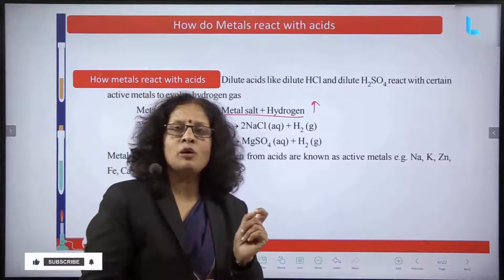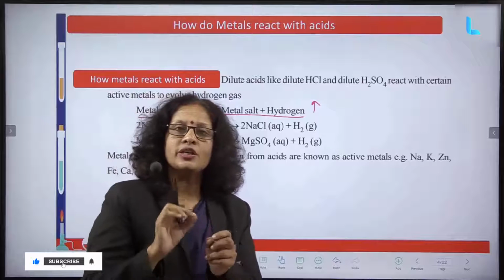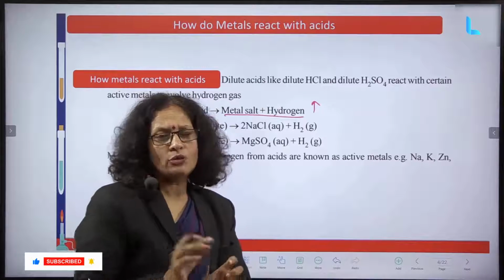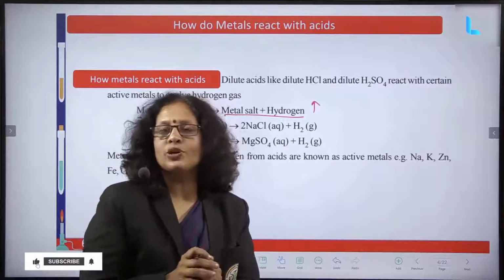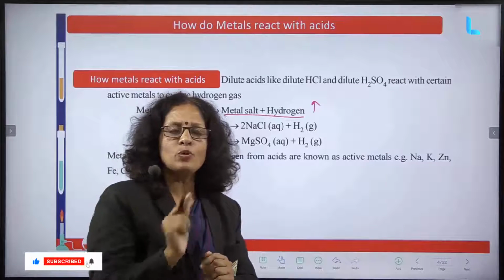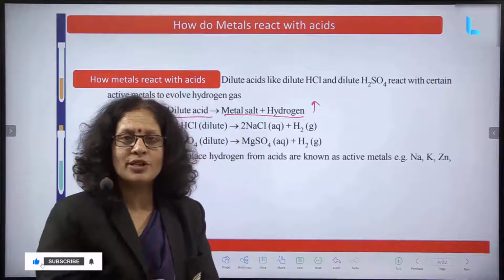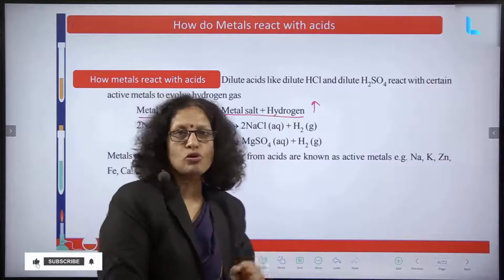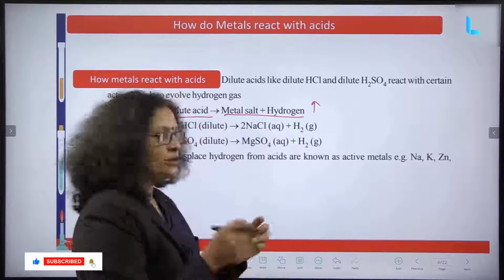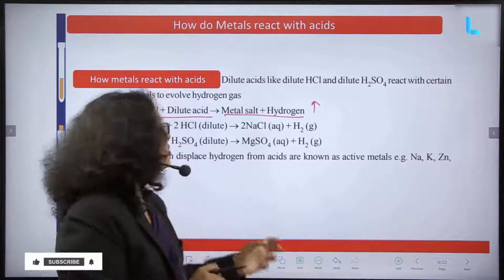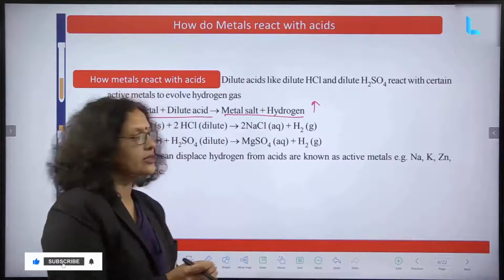If a small piece of sodium is put in a test tube, we take dilute HCl solution only, and we put that piece of sodium in it. What will happen? That piece will start moving very fast. Why? Because it is an exothermic reaction, energy is liberated as well as hydrogen gas. Gas bubbles will start coming out and you can observe that hydrogen gas is liberating.